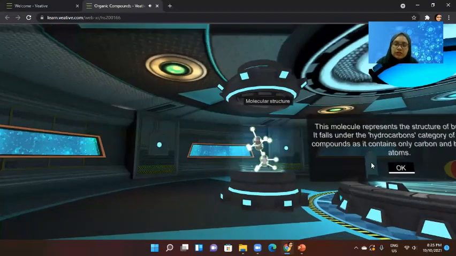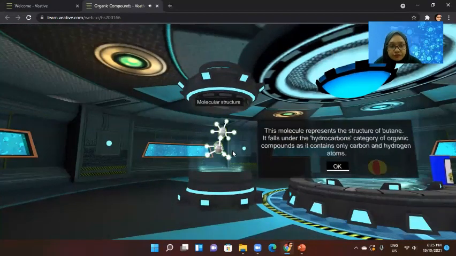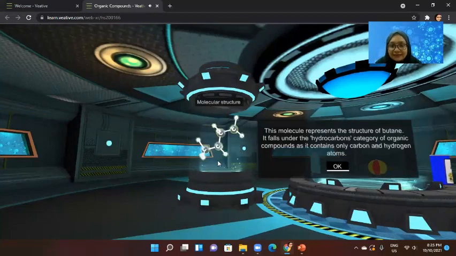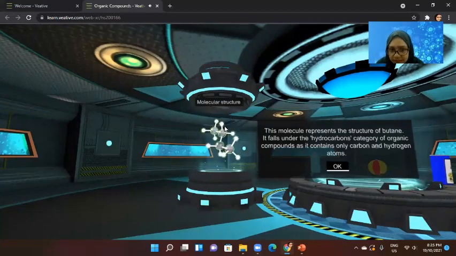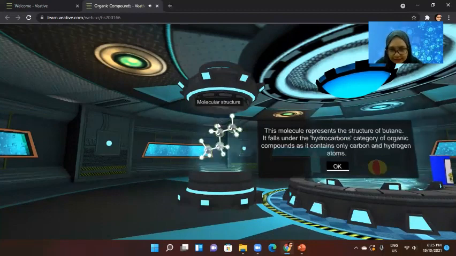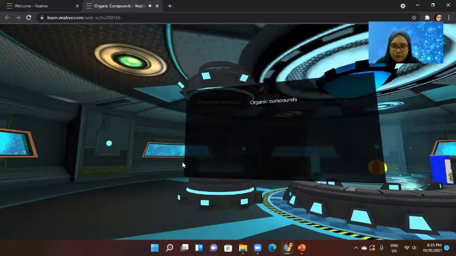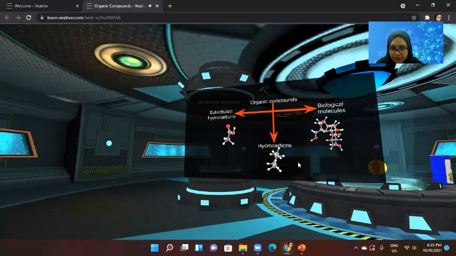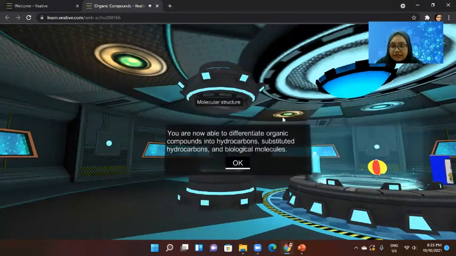Okay, so this molecule actually represents the structure of butane. Here you can see 1, 2, 3, 4 carbon. Okay, it falls under hydrocarbon. Why hydrocarbon? Because it contains only carbon and hydrogen atoms. Okay, right? So what do we get from here? Organic compound, we have 3 types here, okay, which are hydrocarbon, just now we looked at. The other one is called non-hydrocarbon, okay, which is biological molecule, okay.